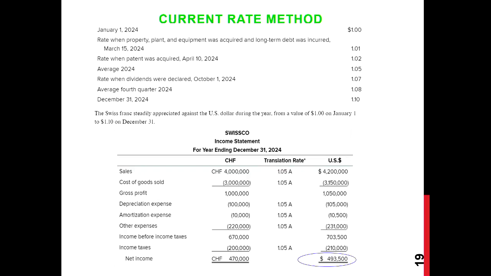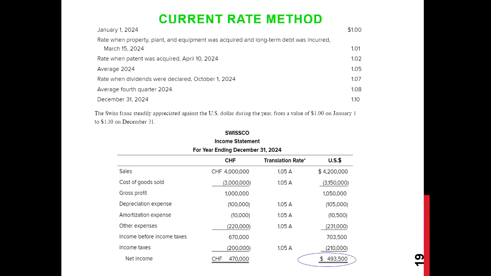You have a Swiss subsidiary, Switzerland. This is their Swiss franc numbers. Then I'm following the current rate method. Who can tell me? If I want to convert my income statement items, I'm doing the current rate method, what rate do we use? I have to convert the income statement items.